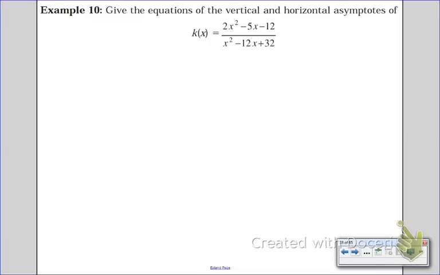Give the equations of the vertical and horizontal asymptotes. So I'm going to let you guys do this one on your paper just so that you guys have it written down. Horizontal is 2.